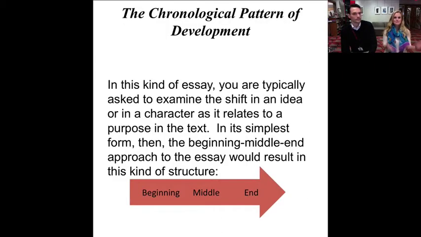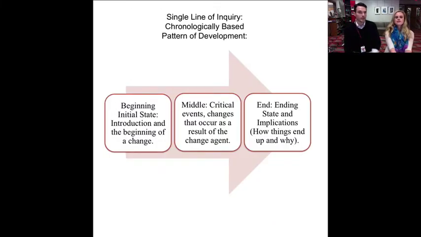Now, you might ask, what is a chronological pattern of development? In this kind of essay, you start with the beginning, the middle, and the end. You're going to shift and examine the idea in the beginning or the character and how it relates to the purpose of the text. In its simplest form, the beginning, middle, end approach to the essay would result in this arrow structure. So here it is a little bit more fleshed out.